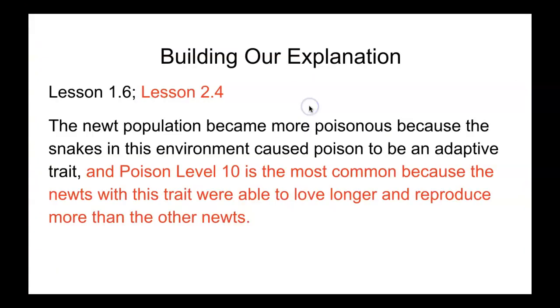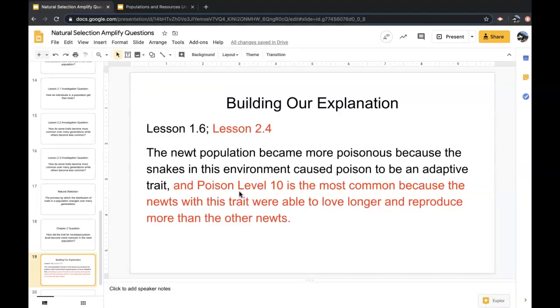So if we go to our explanation, initially in 1.6, which is in the black, we said the newt population became more poisonous because the snakes in this environment cause poison to be an adaptive trait. And then now we would add that poison level 10 is the most common because newts with this trait were able to love longer. That's funny. Love longer and reproduce more.